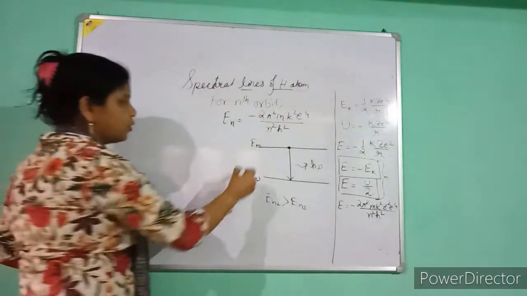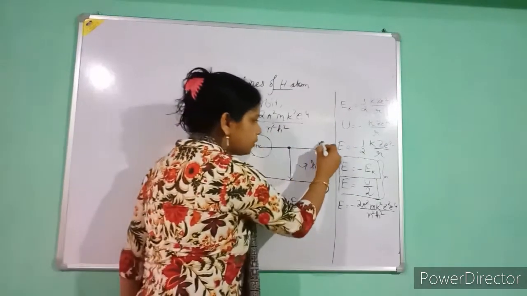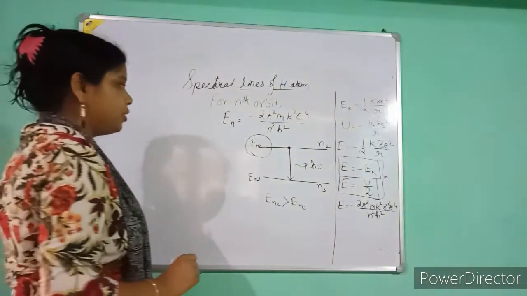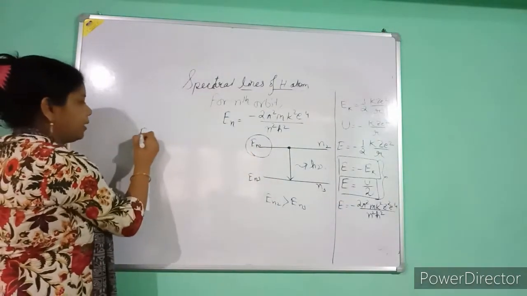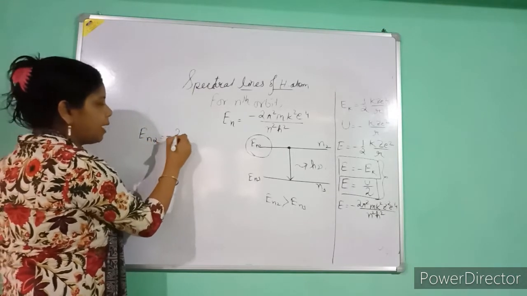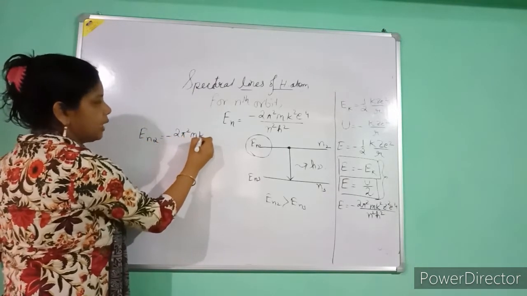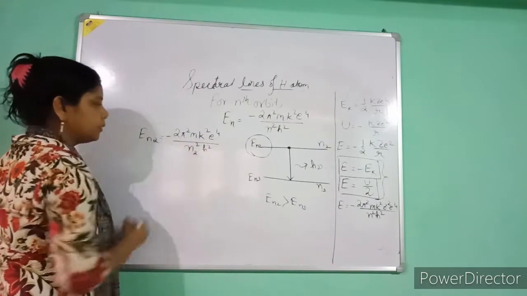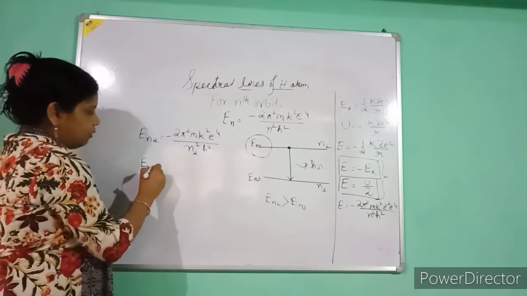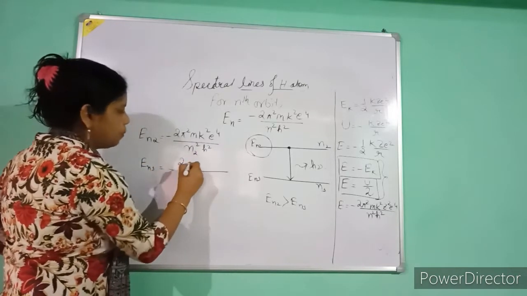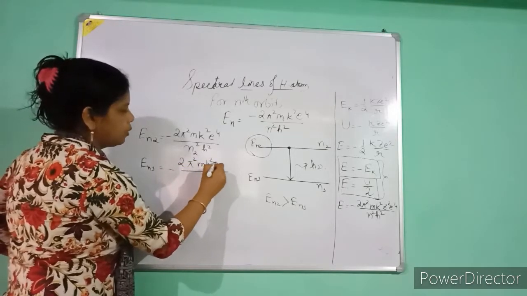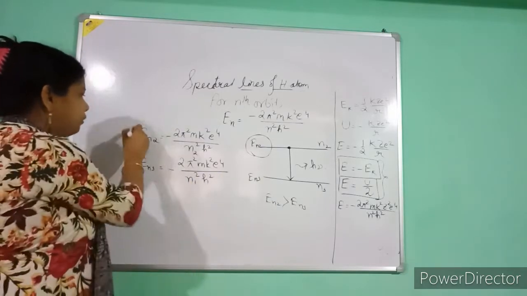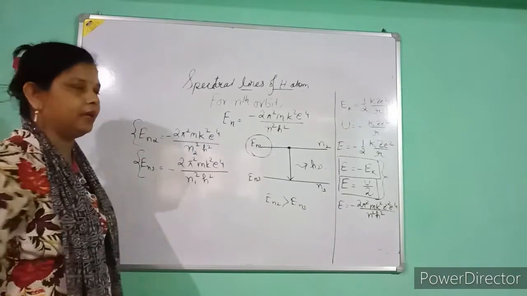After that, if I ask you, this level is N2, this level is N1, write down the energy for En2. We can write En2 is equal to the same thing, minus 2 pi square m k square e to the power 4 divided by N2 square h square. Similarly, En1 will be equal to minus 2 pi square m k square e to the power 4 divided by N1 square h square. So this is my formula for one level, and this is the formula for the other level.